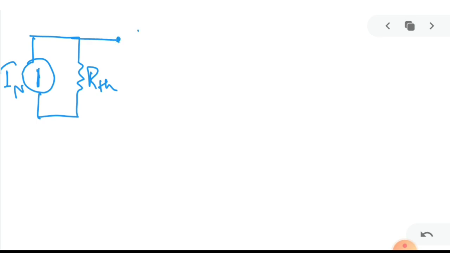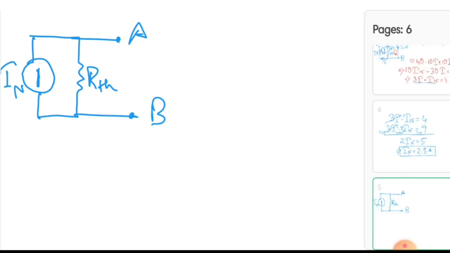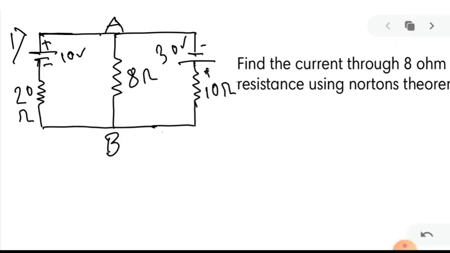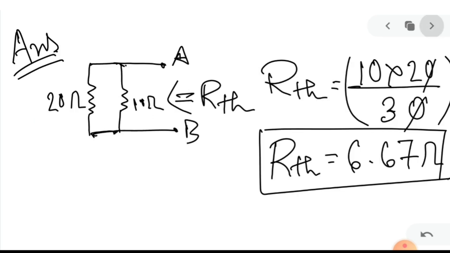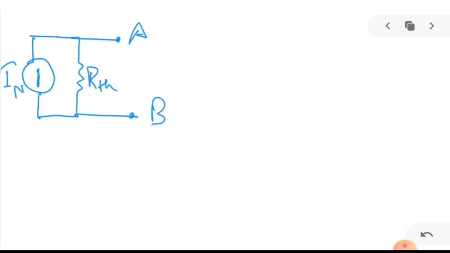Okay, so what is the equivalent circuit? This is the IN. It is parallel to the RTH. The direction I can draw later. It is A and B, and in the question, what was in the AB? In the AB, here is the 8 ohm. So we need to draw the 8 ohm in the final circuit to calculate the current through the 8 ohm.